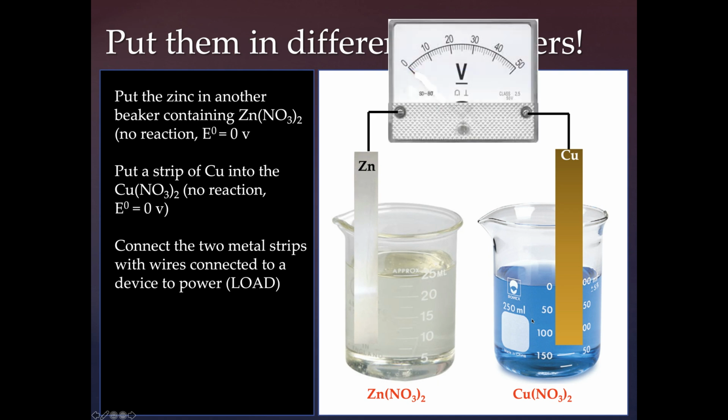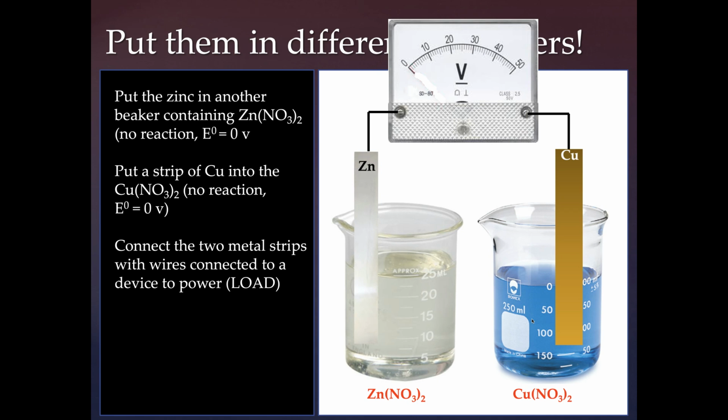You'll connect the two metal strips with wires, and then if you want to calculate the voltage, you don't have to. You can directly measure it by putting a voltmeter. We call any device that's powered by a cell a load. So, for example, your cell phone is a load that's powered by the battery that's in your cell phone. So, any device that's powered by a battery is considered to be a load.